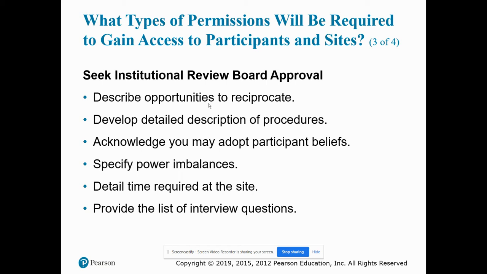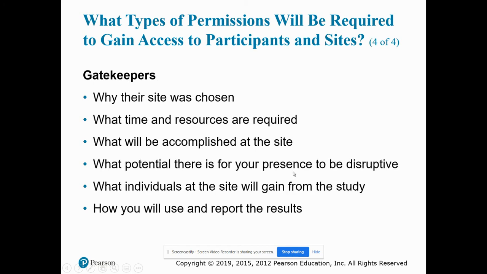And so you also want to acknowledge that you may adopt participant beliefs. Okay. Specify power imbalances, detail the time required at the site, and provide the list of the specific questions that you are going to be using, because they need to know that, because that's what they're going to have to ultimately approve.